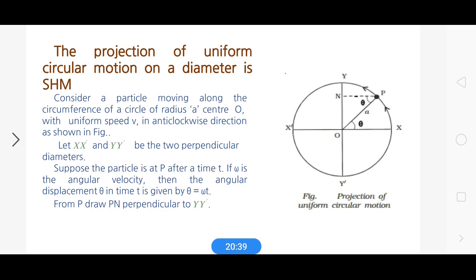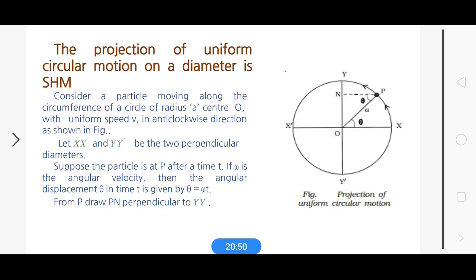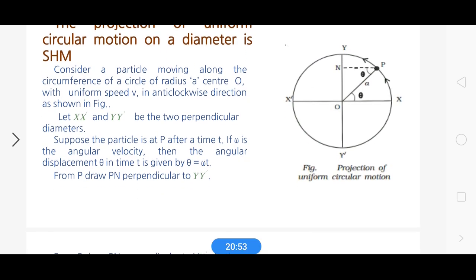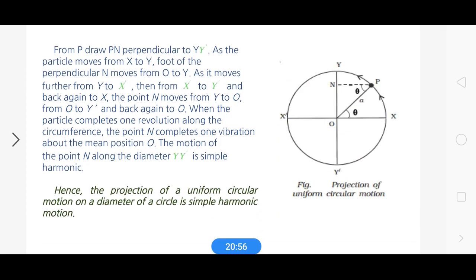Now the particle is moving from x to y, y to x dash, x dash to y dash, and y dash to x. To explain this concept, I have drawn a normal PN on the vertical diameter y dash y. Here N is the foot of the perpendicular. If the particle is at point x, then the foot of the perpendicular will be O, and the normal is XO.